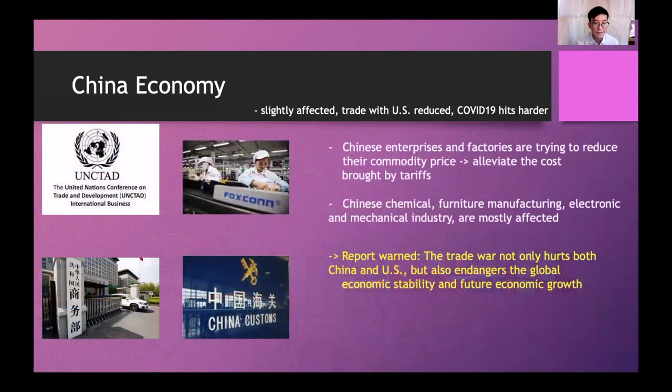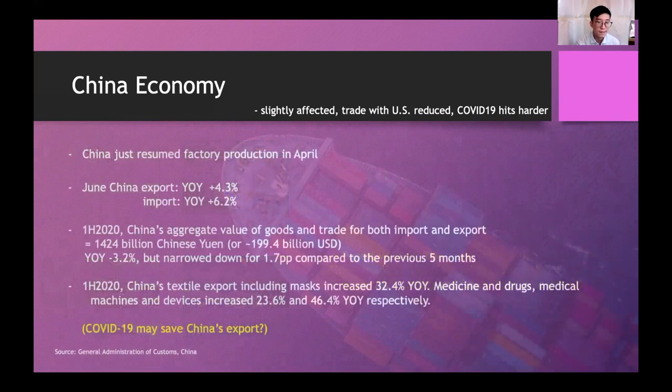The report also adds that from China's side, in order to alleviate the cost brought by the tariff hikes, Chinese enterprises and factories are trying to reduce their prices on the production side too, in which the chemical, furniture, electronic and mechanical industries are affected on a large scale. Therefore, the report gives us a conclusion that since both countries are battling in tariffs, it will put the global economy at risk in an indirect way, since China is a world factory, and its production prices as well as economic policies are affected.